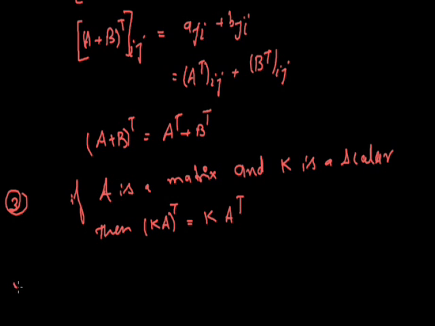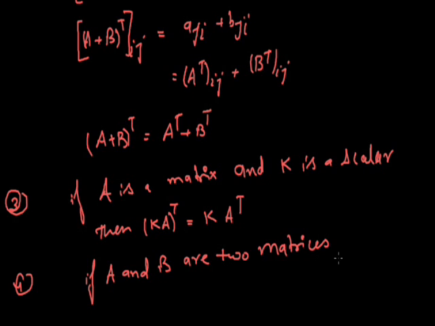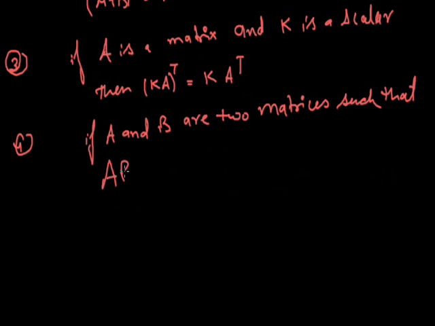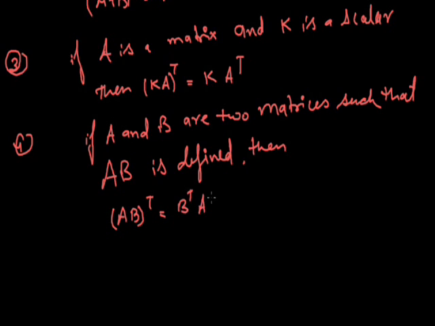Now the next property: if A and B are two matrices such that AB is defined, then (AB) whole transpose is equal to B transpose A transpose. Now let's see the proof of this.